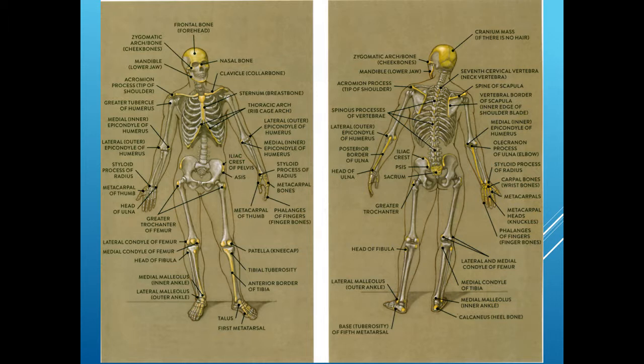Some other landmarks I'll just go through quickly. We have the medial and the lateral epicondyle of the humerus. You can feel those on yourself as well. That would be the inside. If your arm is hanging down at your side, your thumb is out, not in, but out, and the palm is facing forward, then you get the medial epicondyle of the humerus.